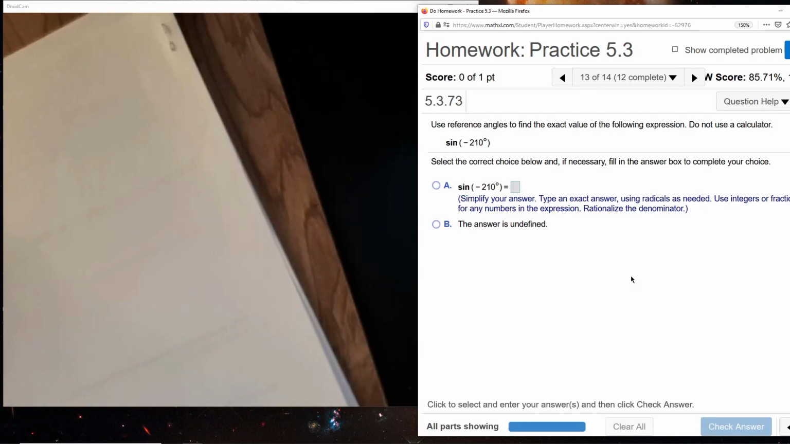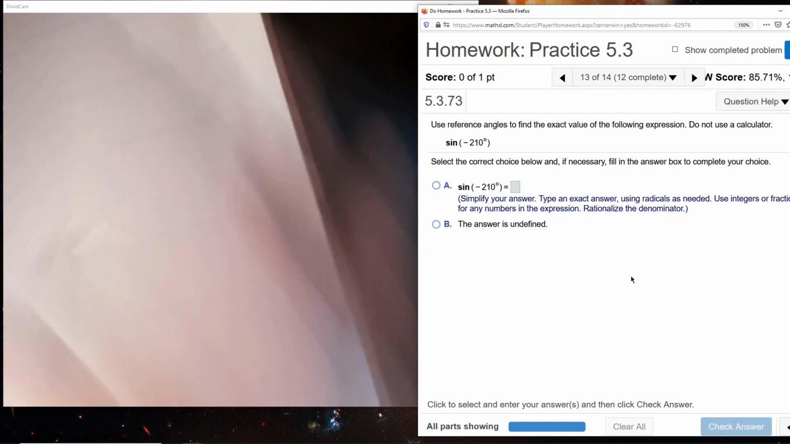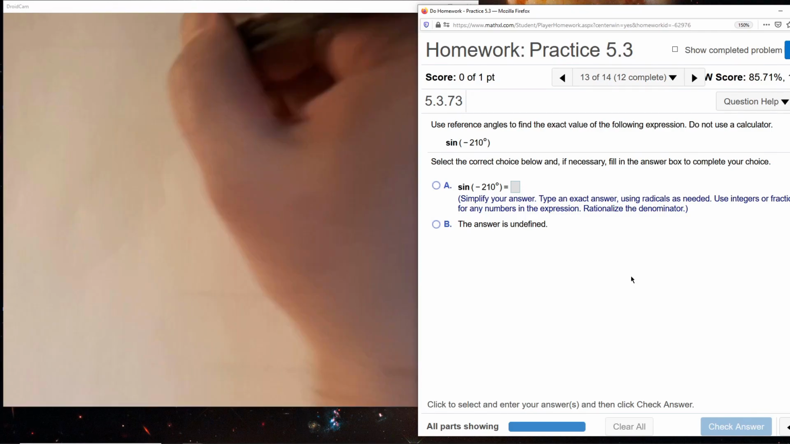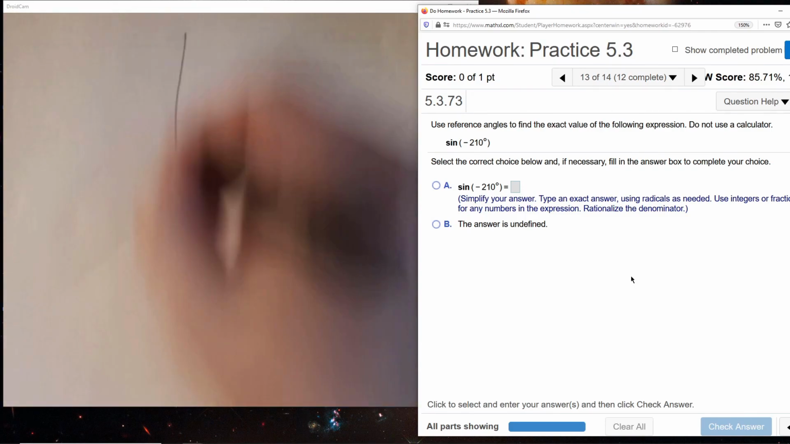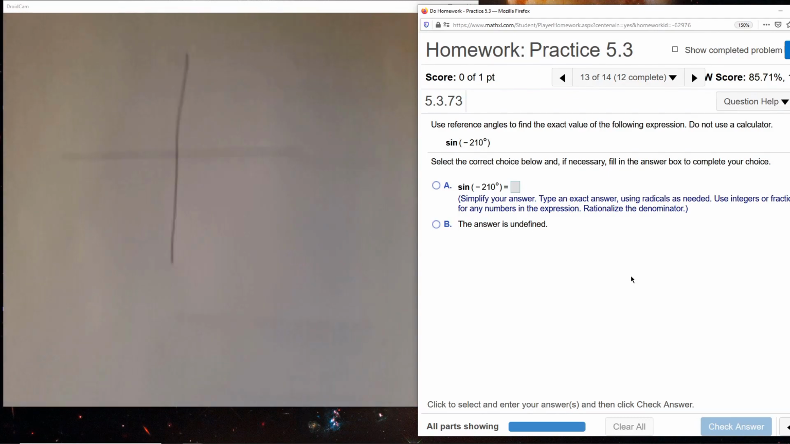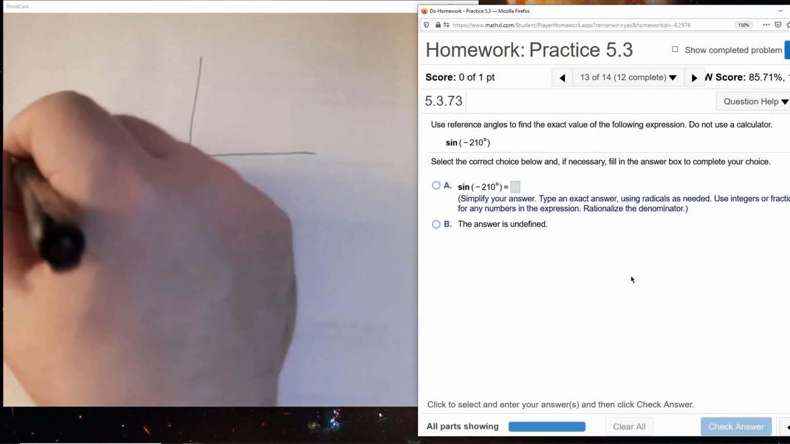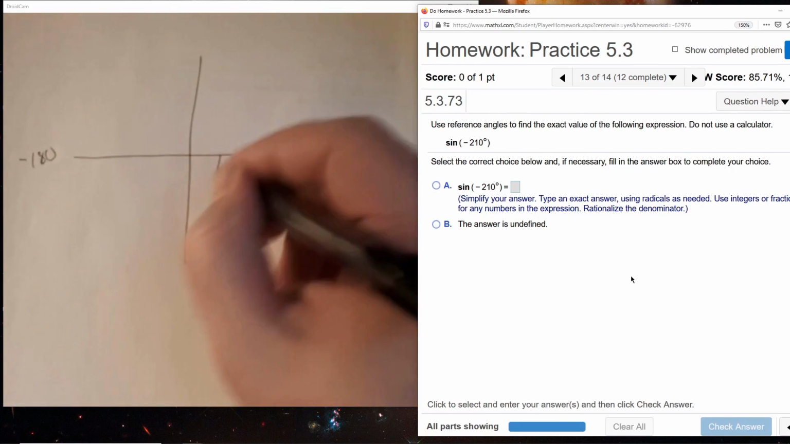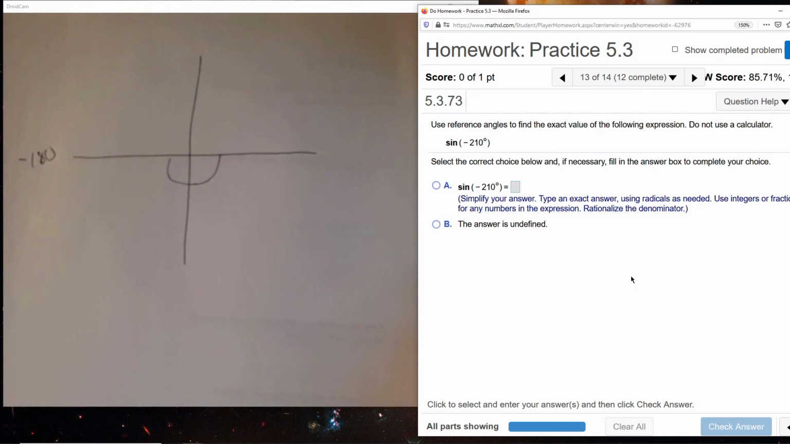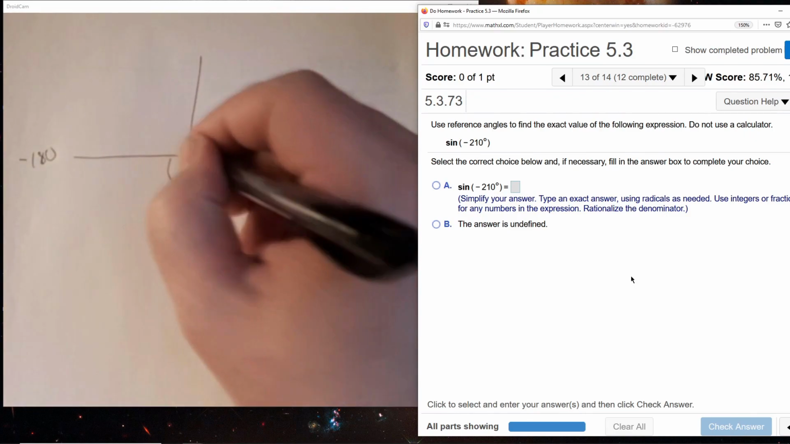So sine of minus 210. And as always, our coordinate system. Let's figure out where minus 210 is. So this is minus 180, which means we've got to go 30 more.